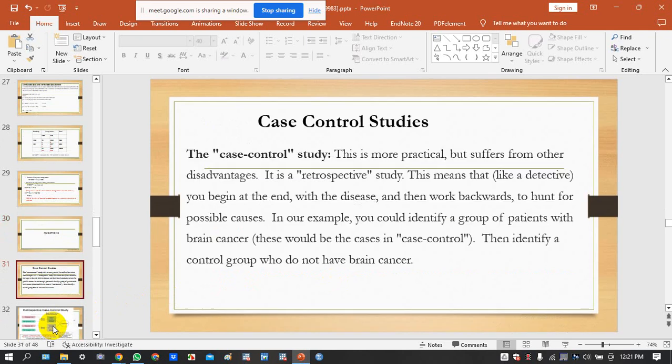Okay, so let's look at case control studies. We'll finish very soon. We are just left with a few slides. The case control study is more practical but suffers from, please let me check on my recording and see.